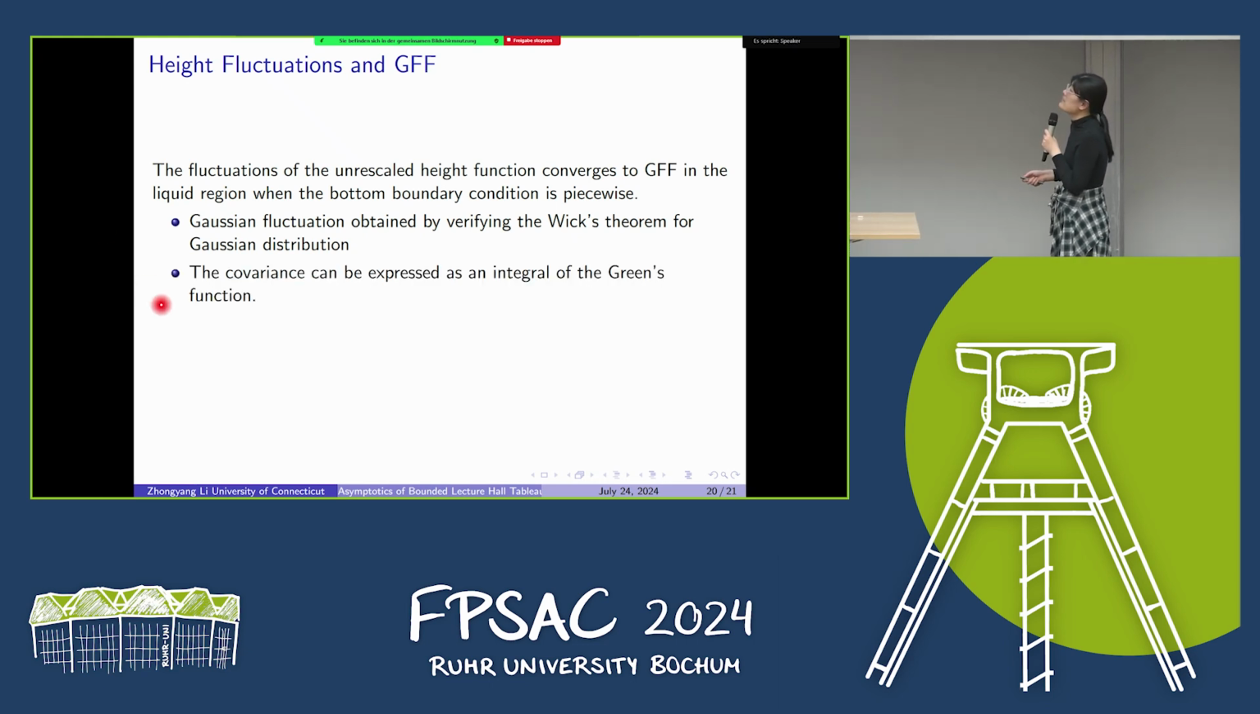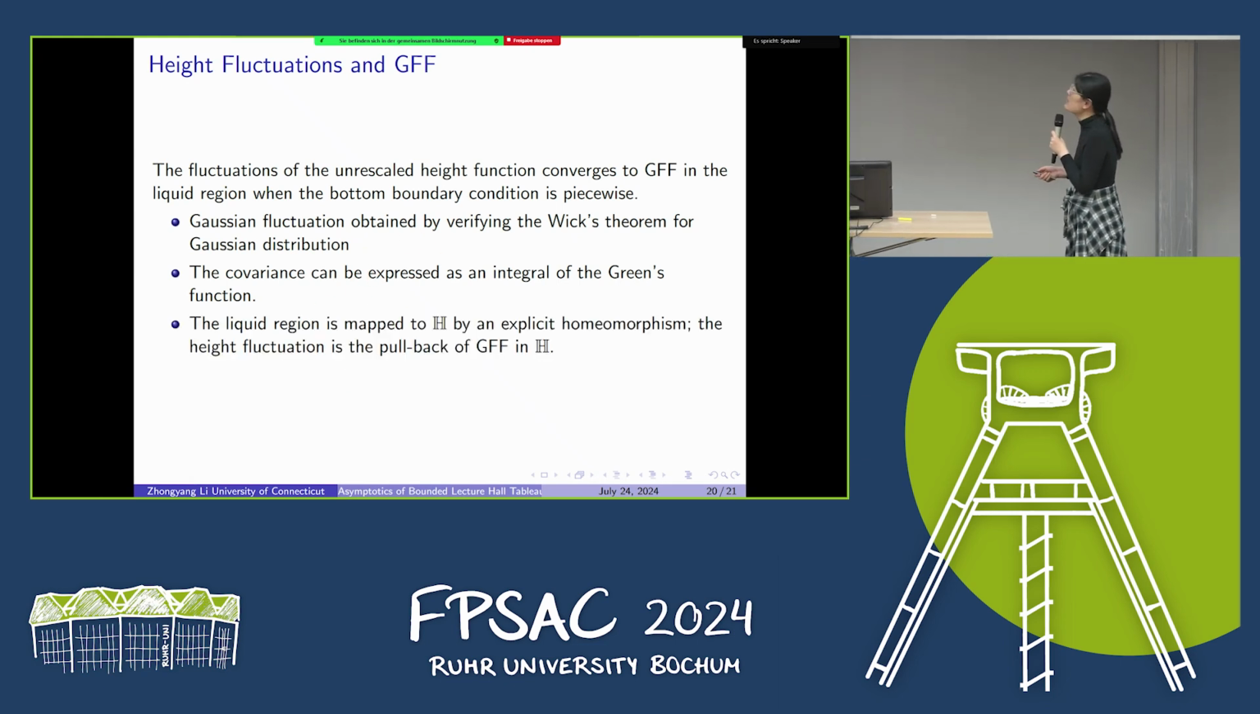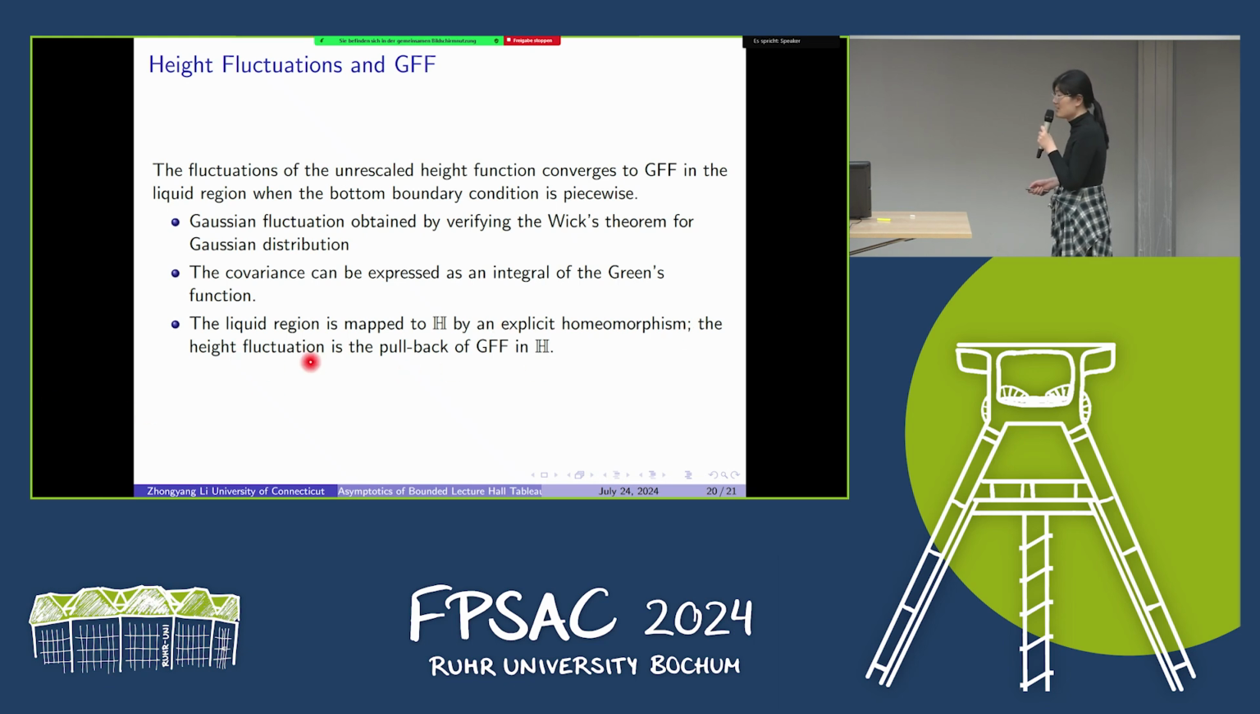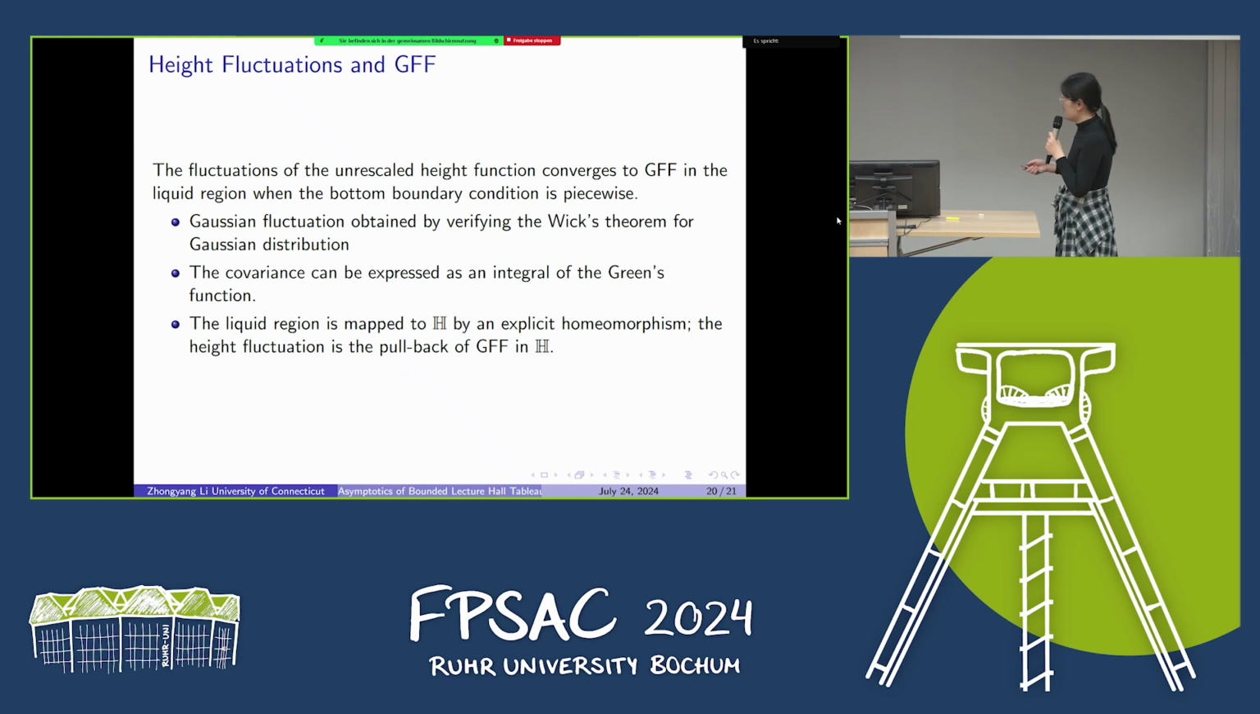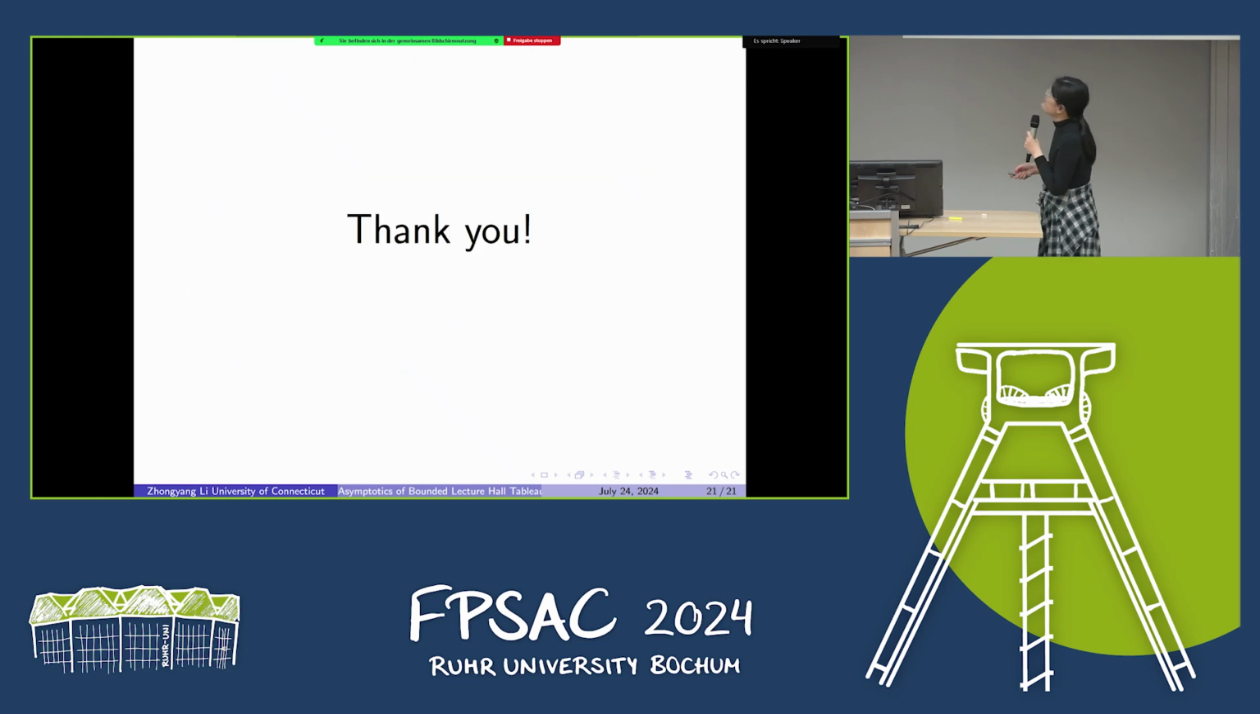But why is it the Gaussian free field? We still need to compute the covariance. If the covariance can be expressed as the integral of the Green's function, then its covariance satisfies the covariance given by the Gaussian free field. It has such a covariance, and its distribution is Gaussian, so we obtain the Gaussian free field. We can show that the liquid region is mapped to the upper half plane by an explicit homeomorphism, and this height fluctuation is a pullback of the Gaussian free field in the upper half plane. Okay, that's all I want to talk about. Thank you.